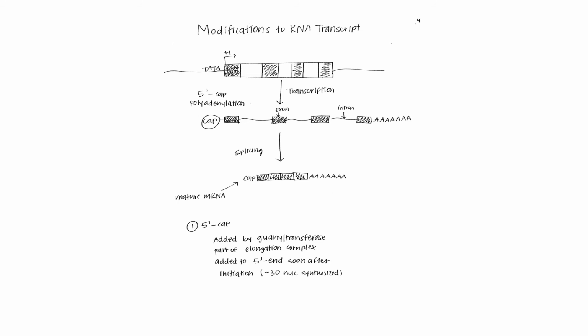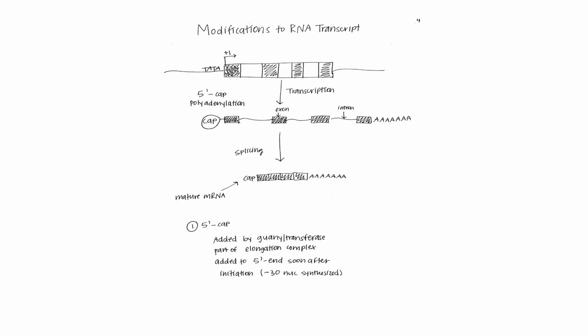So first let's talk about the 5' cap and how it's added and what it's used for. The 5' cap is added by a specific enzyme called guanyl transferase. It's actually part of the elongation complex, which is carried along with the RNA polymerase too. It actually happens very quickly.